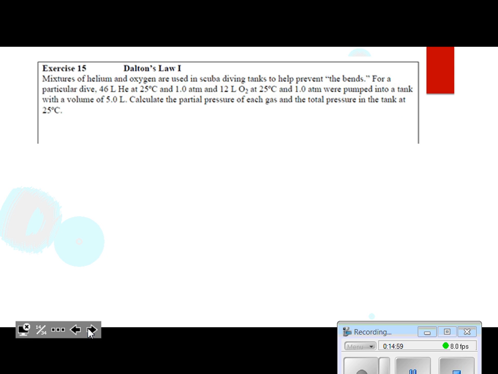Okay? All right, so here is a problem where you have mixtures of helium and oxygen. You're putting 46 liters of helium at a temperature of 25 degrees Celsius and a pressure of 1 atm, and then 12 liters of oxygen, same temp, same pressure, get pumped into one tank of 5 liters. And then I said calculate the partial pressure of each gas and the total pressure in the tank at 25 degrees Celsius.